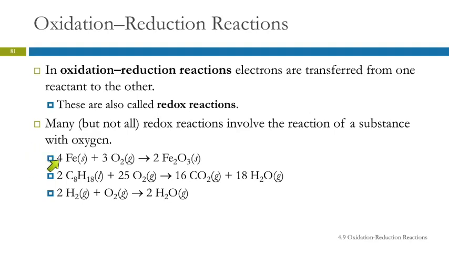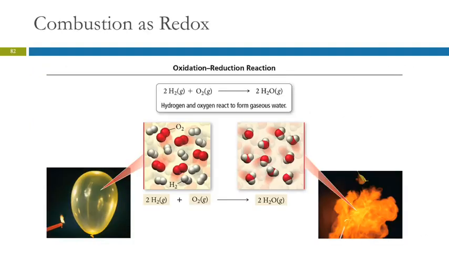Here's some examples. This is iron rusting, combustion of octane, and here's hydrogen and oxygen combining to form water. So all of these, we have oxygen as one of the reactants. These are all redox reactions. See, an oxidation reacting with oxygen, right? That's not a coincidence. That's where the word oxidation comes from.